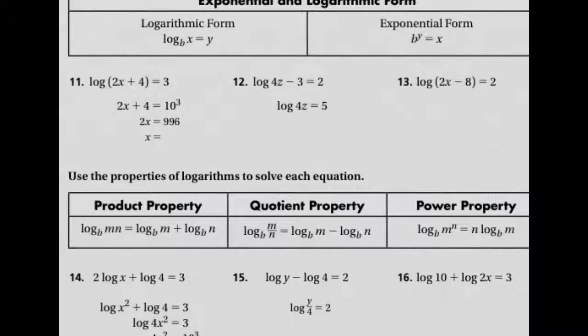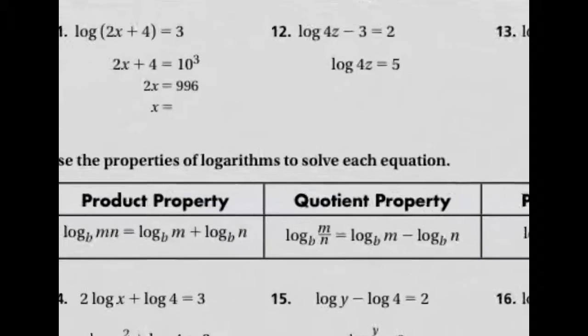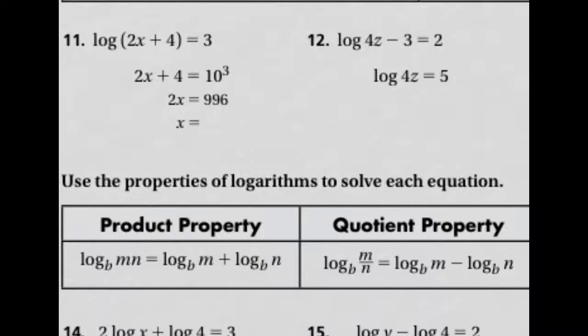So let's see, log of 2x plus 4 equals 3. They've already started it for us. What they went ahead and did is that they took the base 10, raised it to the third power, equals 2x plus 4. But instead of writing 10 to the third equals 2x plus 4, they wrote 2x plus 4 equals 10 to the third, which is the same thing. After you subtract the 4 and multiply 10 times 10 times 10, you get 2x equals 996. And therefore you divide by 2, so x equals half of 996, 498.